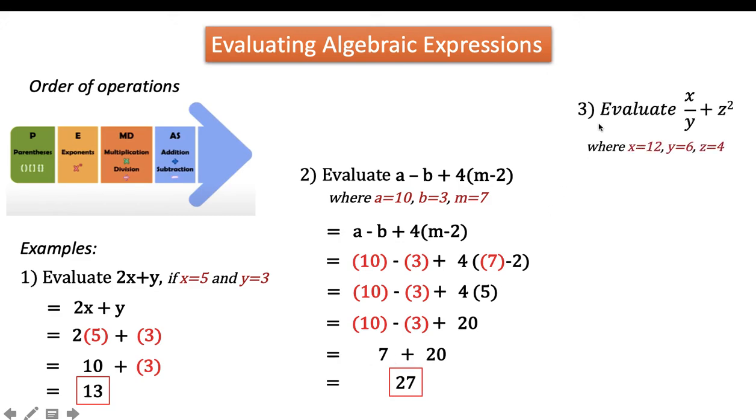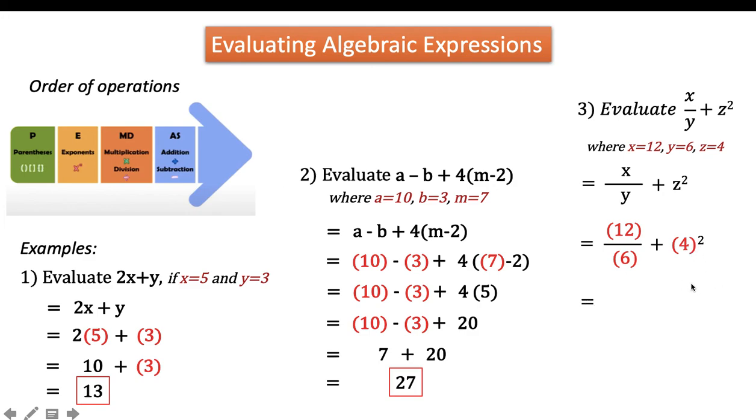Last example, evaluate x over y plus z squared, where x is 12, y is 6, and z is 4. So again, we will just write down the given algebraic expression, then replace the variables with its values. X is 12, y is 6, then z is 4. Now, we have here division, addition, and the exponent. So in here, we will start working on the exponent.